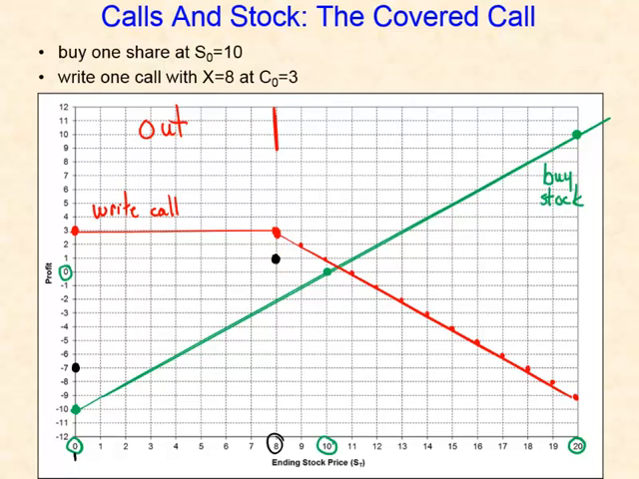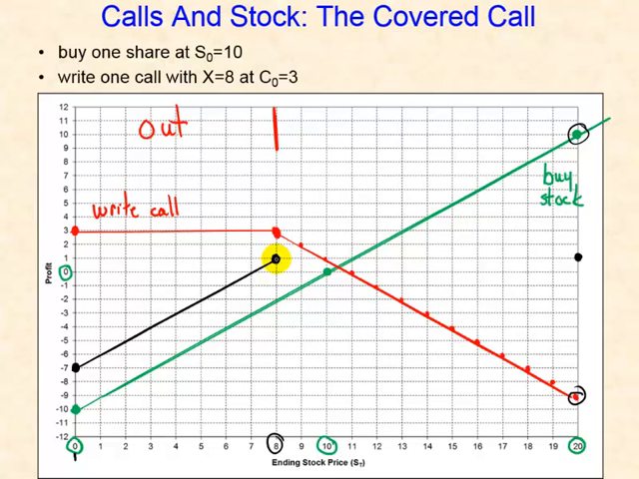Finally, we need to see what happens when the stock price is greater than 8 at the option expiration. There's a shortcut we can use here. We could simply come over to $20 stock price and add these two numbers together. So let's see what we have. We've got negative 9 on the call, and we have positive 10 on the stock. So negative 9 and positive 10 gives us $1. We could draw this point here, but there's another shortcut we can use here.